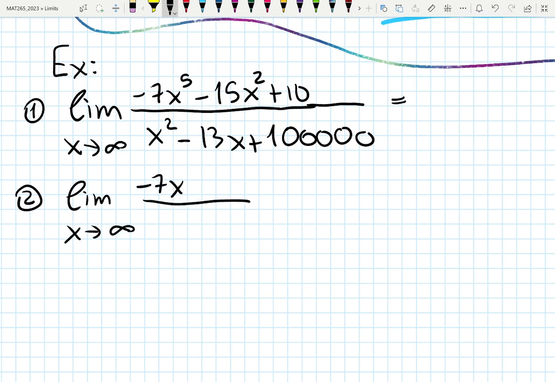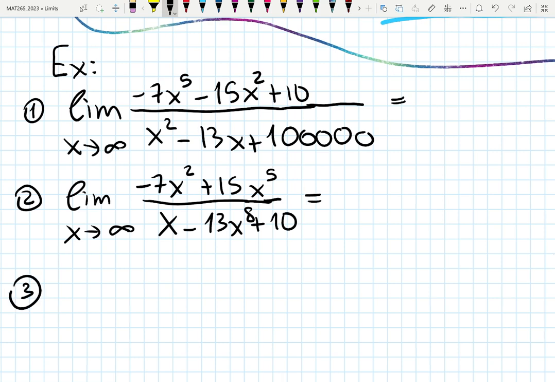Minus 7x. Let's do x squared plus 15x to the 5, x, minus 13x to the 8 plus 10. This limit. And one more. Those are the easy ones, and I will show you why they're easy right now.